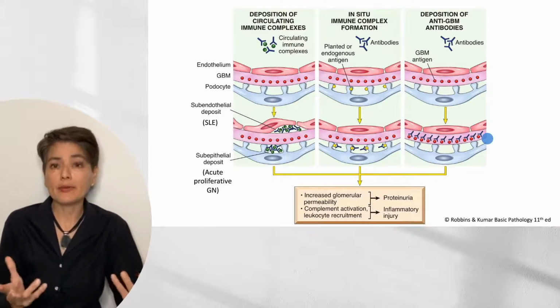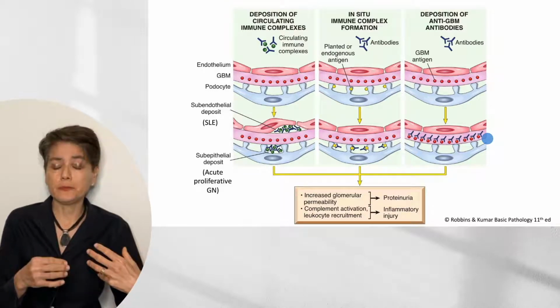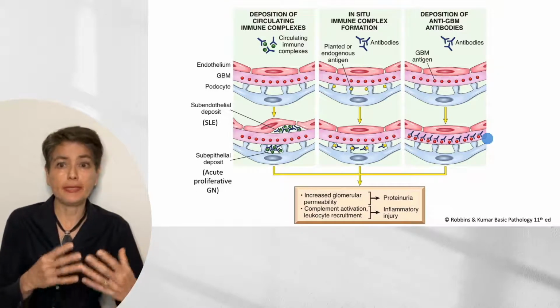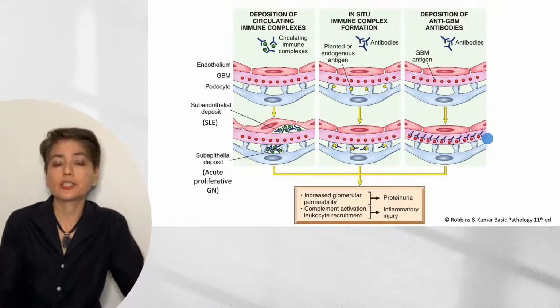Now, what's going to happen is when you have antibodies that are trapped in the glomerulus, this is going to stimulate the immune system to begin attack, right? This is what the immune system does when there are antibodies that are attached. And so we're going to get complement deposition, we're going to bring in inflammatory cells, and the damage that the inflammation causes is going to cause increased glomerular permeability, which will lead to proteinuria, and this complement activation and leukocyte recruitment will lead to that inflammatory injury.